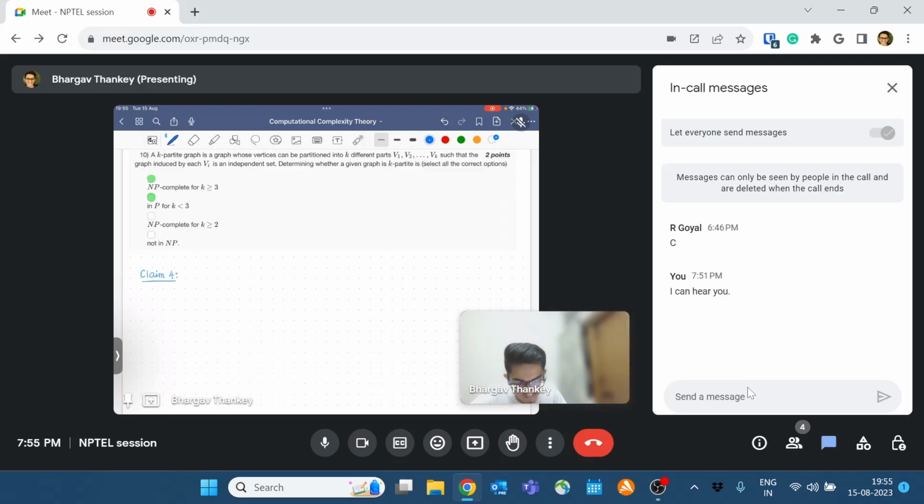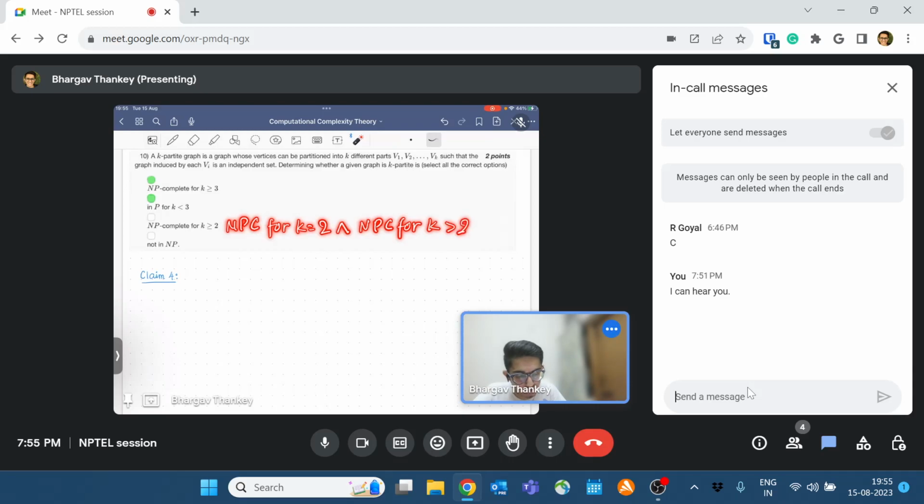So which options are correct here? A, B, and C. Why not C? Because this is greater than or equal to, so 2 is also covered in this case. But what if k is greater than 2? So it will become option B only. NP complete for k greater than 2. If this were strictly greater than, then this would be true.